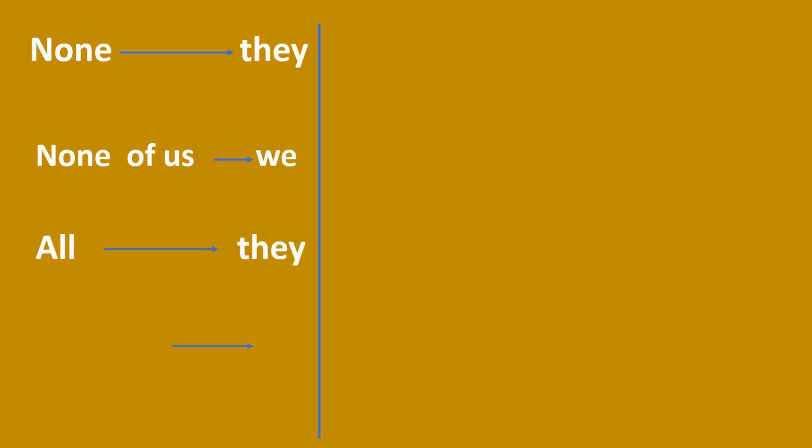Now let's see some more important points in the question tags. When there is a sentence with none, we should write they as subject pronoun. When there is a sentence with none of us, we should write the subject pronoun as we. For none, we should write they. For none of us, we should write we. For all, when the sentence is with all, we should write they. For all of us, we should write the subject pronoun as we.